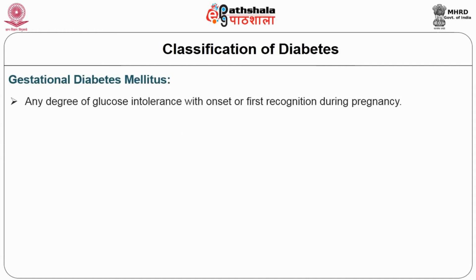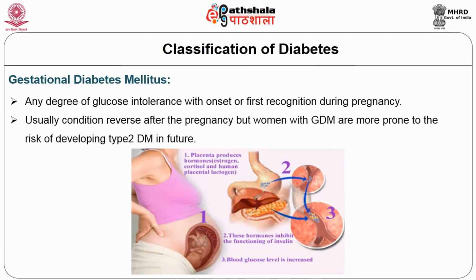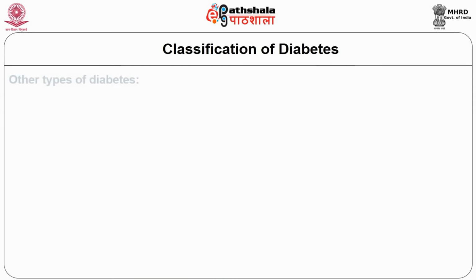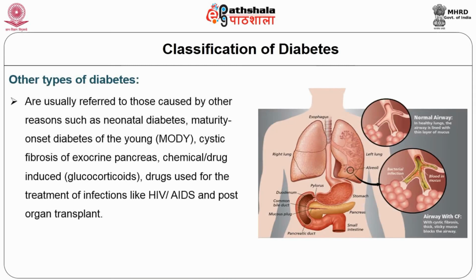Gestational diabetes is any glucose intolerance with onset or first recognition in pregnancy. Usually the condition reverses after the pregnancy, but it makes the women more prone to the risk of type 2 diabetes later. Other types of diabetes are usually those caused by reasons such as neonatal diabetes, maturity onset diabetes of the young, cystic fibrosis or exocrine pancreas disease, or drug-induced diabetes. Treatment drugs for HIV and AIDS and post-organ transplant can also trigger diabetes.